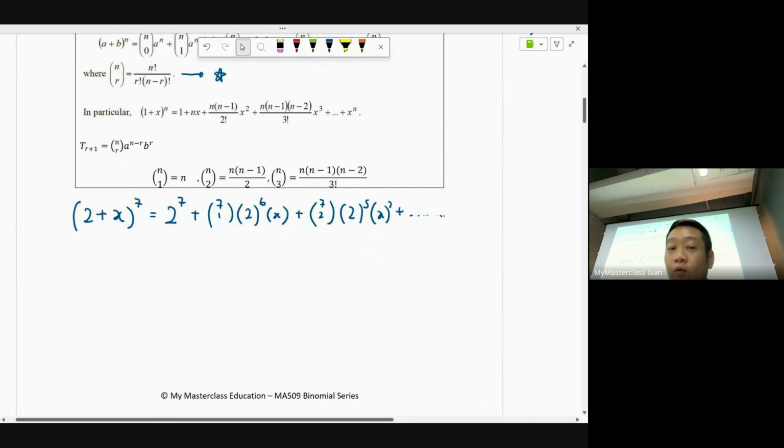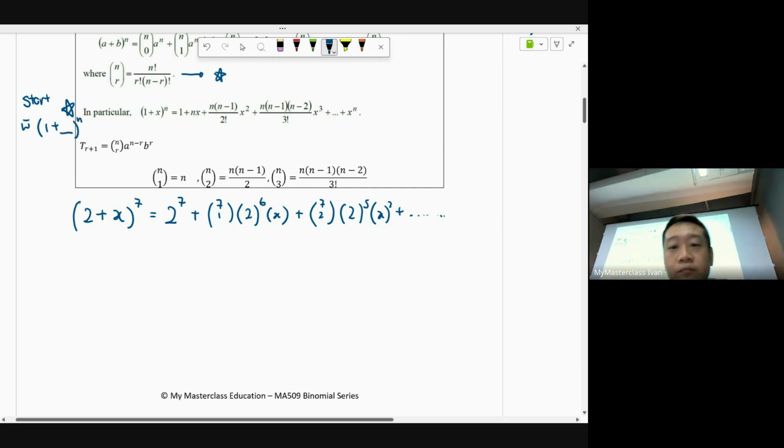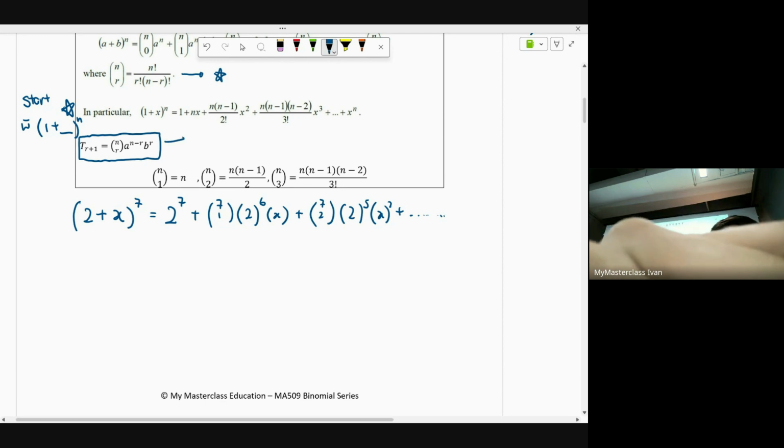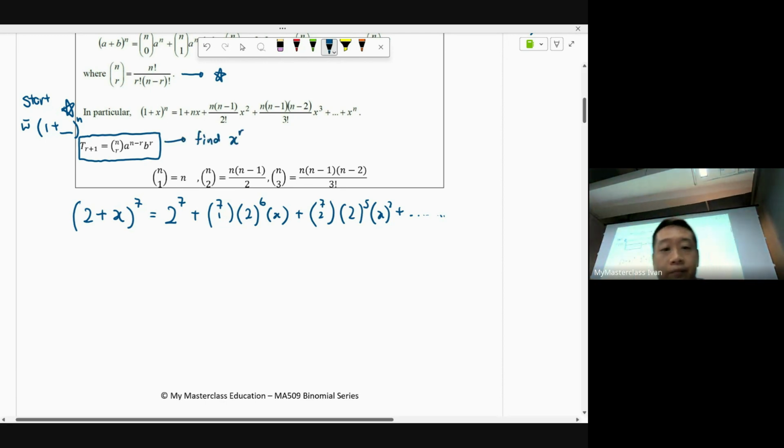everything must start from 1. Everything must start from 1. Put a star down here. You must start with 1 plus something to the power of n. Then this T_(r+1) is called a general term, used to find x to the power of r.